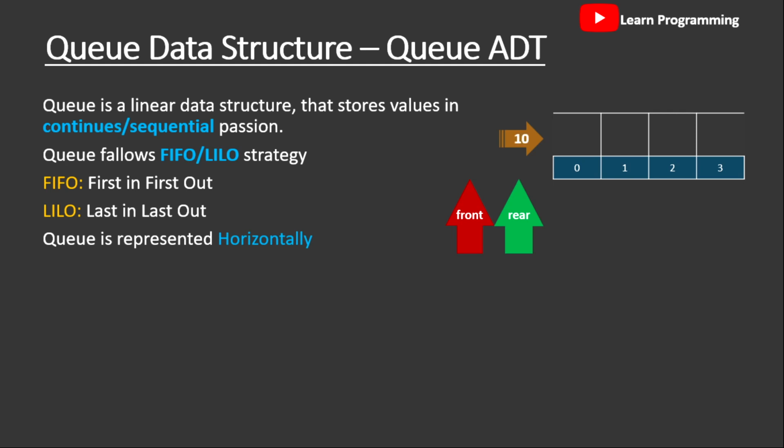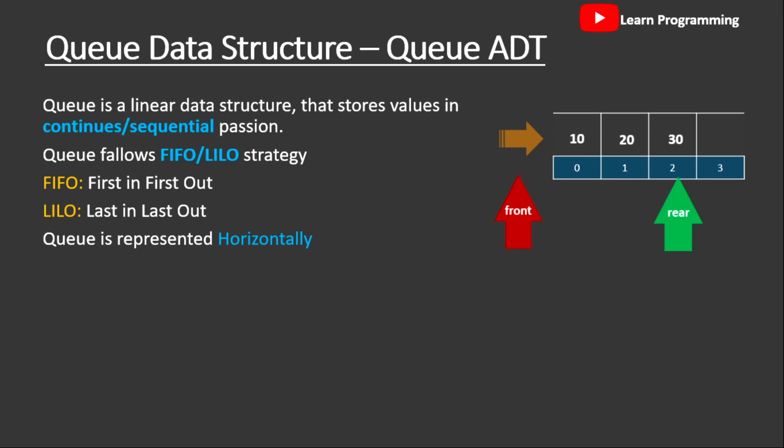So here I would like to insert a value 10 first. I insert 10 by incrementing the rear position and then inserting the value 10. If I have to insert one more value, 20, I first increment the rear position and then insert 20. And if I'd like to insert one more value, 30, I increment the rear position first and then insert the value.